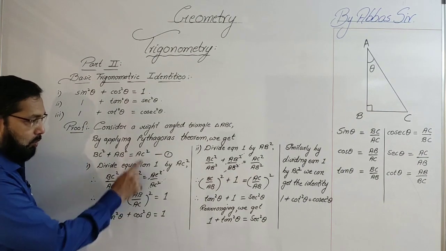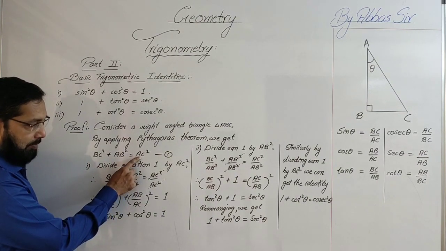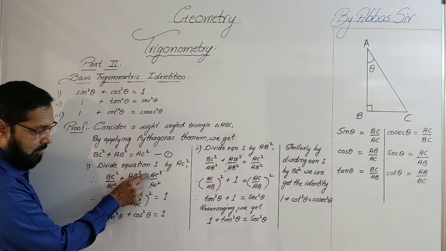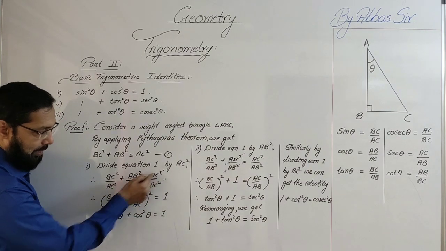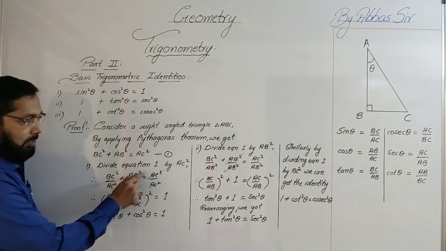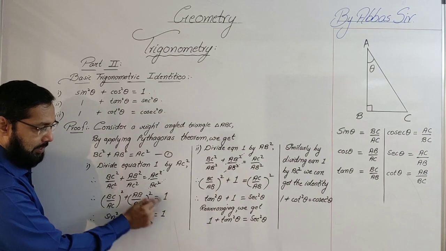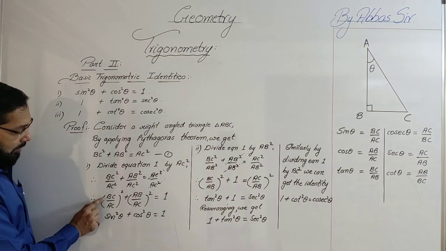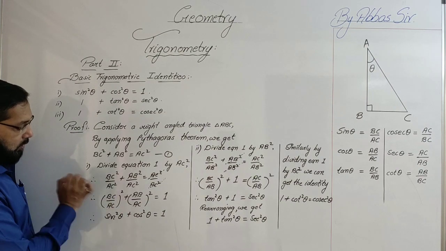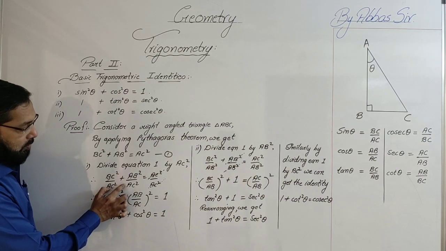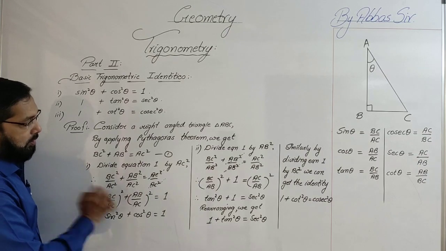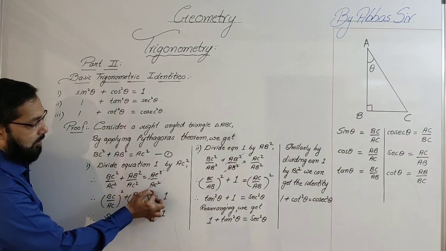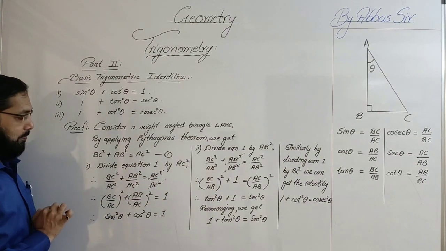on the RHS, it was only AC square. When we divide again by AC square, we get AC square upon AC square, which gets cancelled. AC square getting cancelled, we get 1. And here what we have done, BC square upon AC square is BC upon AC the whole square. AB square upon AC square is AB upon AC the whole square. And here, since AC square has got cancelled, we got 1.